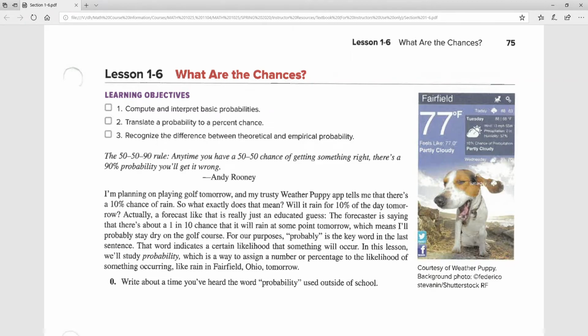Let's take a look at lesson 1.6. What are the chances? We will be learning about basic probability in this lesson. This is on page 75 of your textbook.